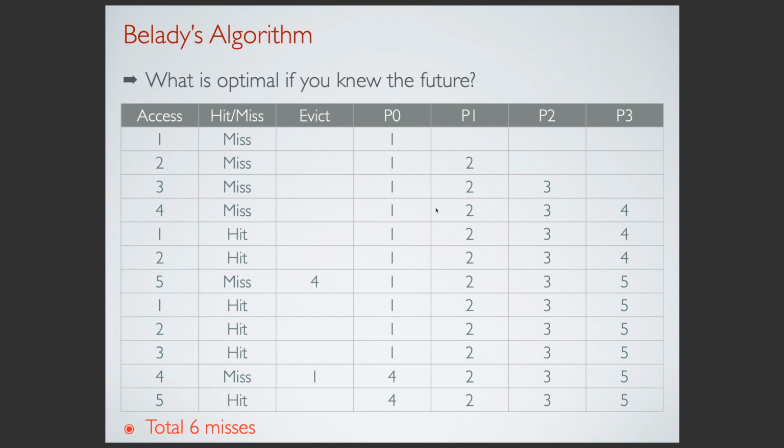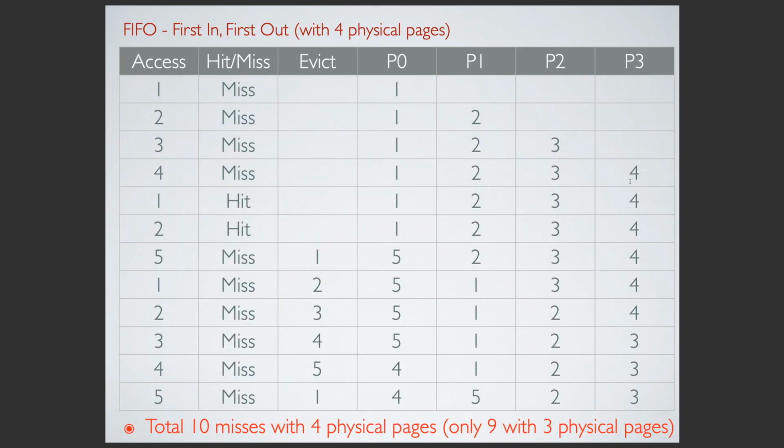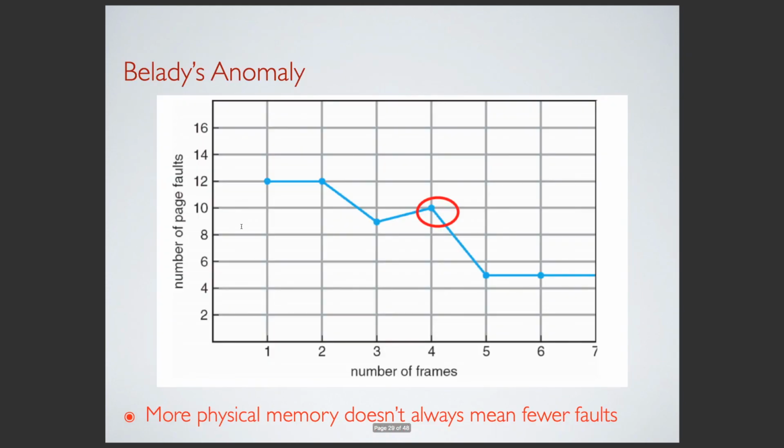You cannot avoid having faults, but what's the minimum one on this sequence? The idea is the following: what if you knew the future? You can look into the future. So I load 1, 2, 3, and here I have a miss. Actually, I forgot to put which one, because I have 4 slots, so I put these 4 slots. So far, it looks exactly the same as FIFO with 4 physical pages: miss, miss, miss, miss, miss. Hit, hit.